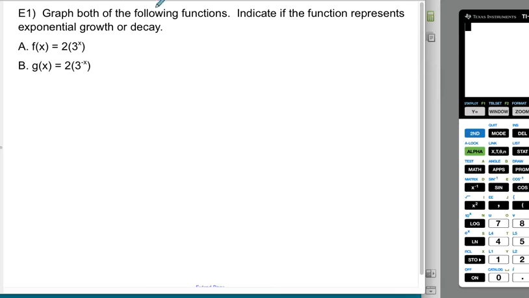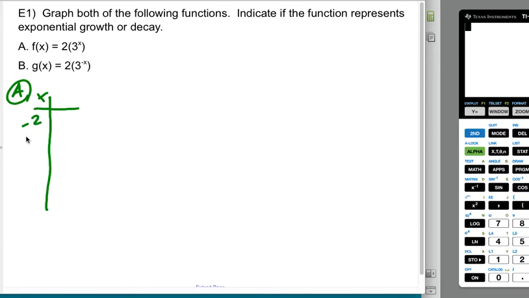All right, so we're going to graph both of these functions and indicate if the function is exponential growth or decay. I'm fine with you graphing this on a calculator. You don't have to graph it by hand. You could graph it by hand, I don't really care. What I will say is if you choose to graph it by hand, you should pick nice, easy values for your table. So I'm going to show you what happens if I graph by hand.